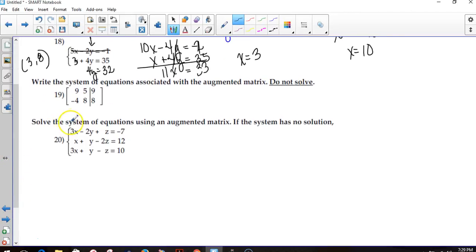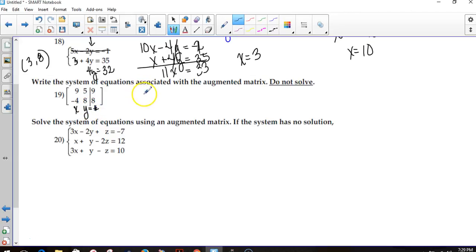19 just says take your system that you see here in the augmented matrix and write the matching system of equations. So remember, first row is x's, second is y's. If there was a third, that would be z, like you see in number 20. After the bar are my solutions.